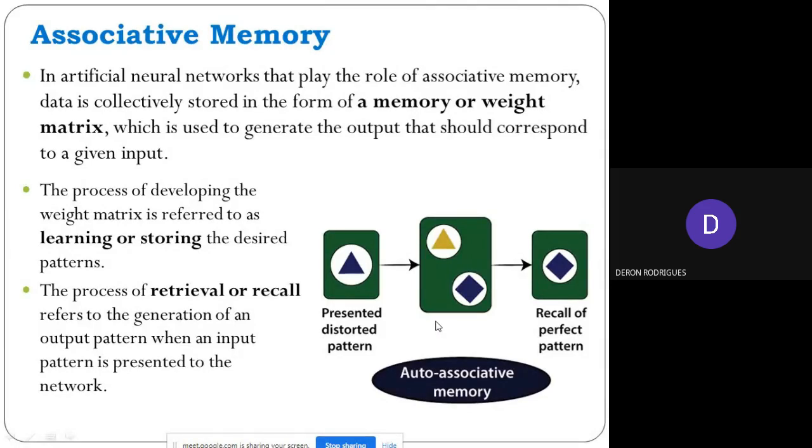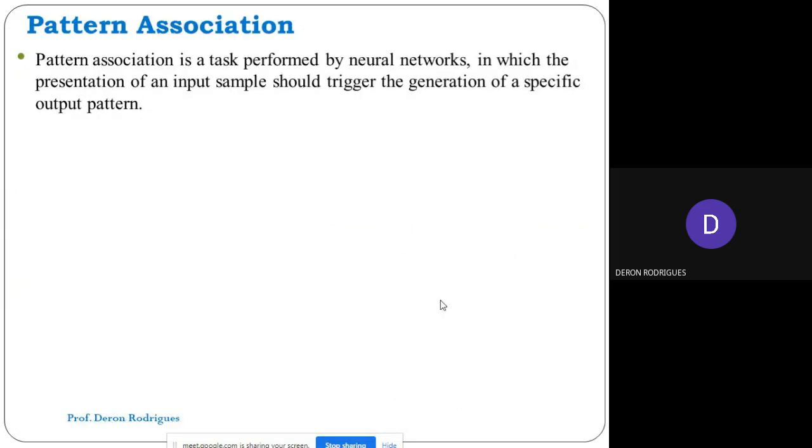If we go to that example of the English alphabets, earlier we would be training the neural network with all the correctly spelled alphabets. That would be the weight updation, or the learning. Then whenever I give incorrectly spelled alphabets and try to recall the correctly spelled alphabet corresponding to that incorrectly spelled alphabet, that is called recall or retrieval. Is that clear? Now, coming to the two types of pattern association task.